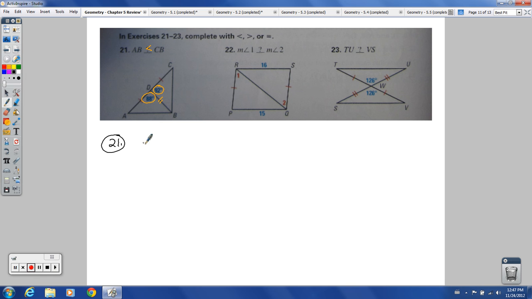So what goes in the blank? Just the less than sign. AB would be less than CB because it's a smaller angle across from that side.